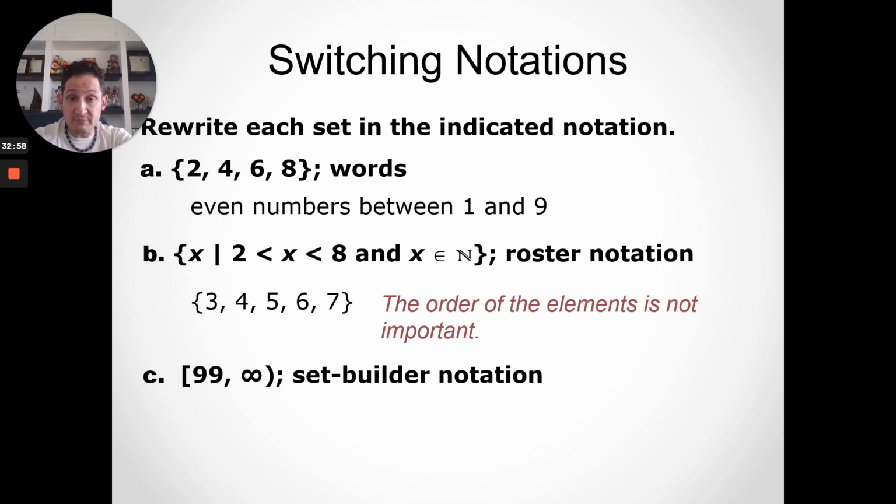And then, okay, set builder notation. I've got an interval, so we're equal to 99, and then it goes on forever. So brace x such that x is greater than or equal to 99. I guess we could do 99 is less than or equal to x less than infinity, but again, that's more work. So we'll just do that.